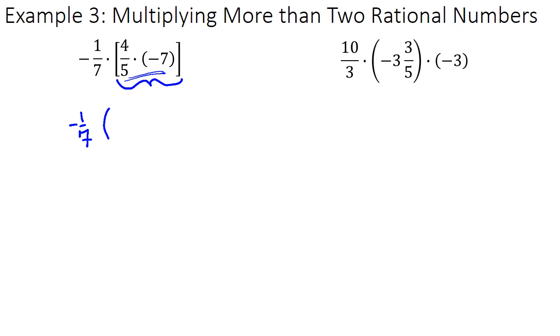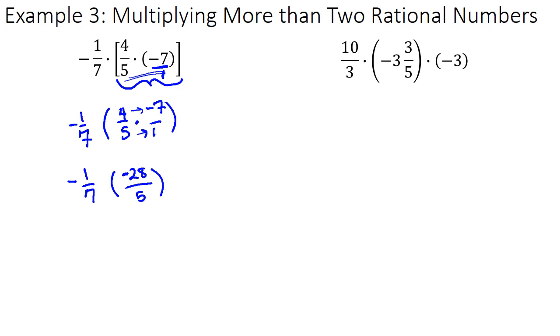So as we do this, we need to multiply this, and we can turn this -7 into a fraction by putting it over 1. So we're going to have 4 over 5 times by -7 over 1. When we're multiplying fractions, we are just going to multiply straight across. So we're going to end up with 4 times by -7, which is -28, all over 5, because 5 times by 1 is 5.